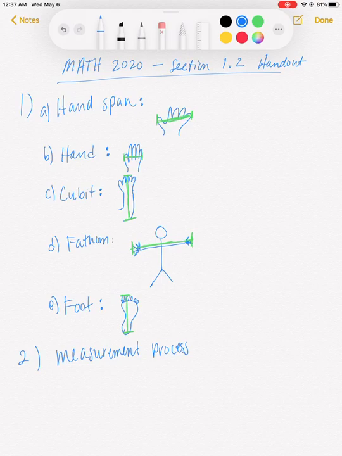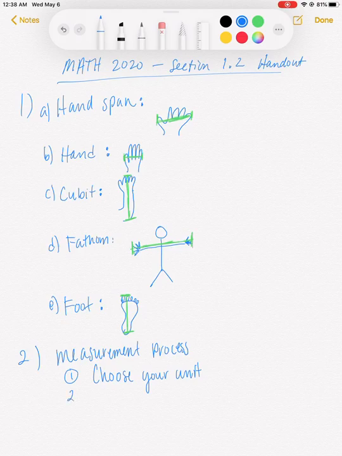Okay, the measurement process has 3 parts. The first thing that you needed to do when you were to measure your table was choose your unit. Children need to be taught this process. It's not something that comes naturally. So you choose your unit, whether it be a hand, foot, fathom, inch, centimeter, meter, whatever.